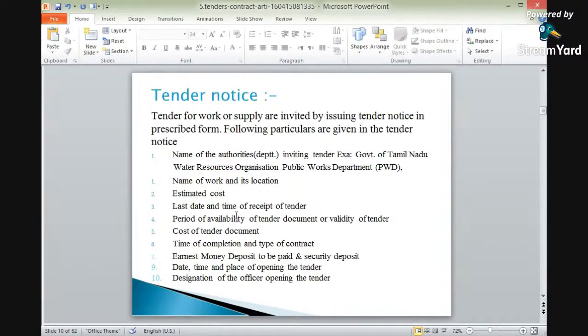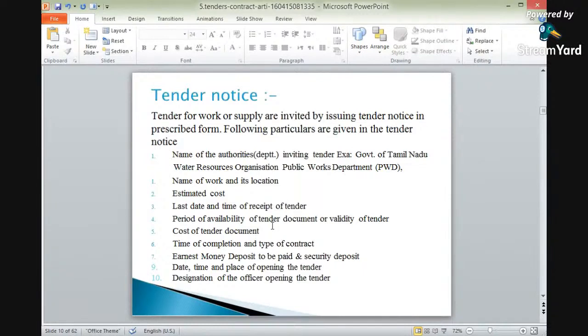Again, the last date and time of receipt of tender. What is the time and date of receipt of tender? It is also important. Again, the period of availability of tender documents, or validity of the tender. Again, the cost of tender documents. What is the cost for the tender documents, and what documents are required? It will be mentioned here.